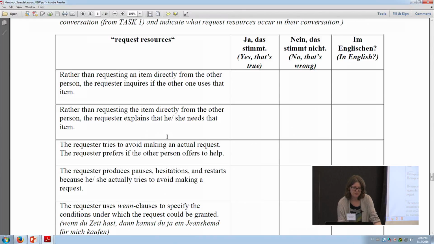For example, maybe you remember at the beginning I said that for German requests, Germans try to avoid making requests, yeah? For example, here the requester tries to avoid making an actual request, and the requester prefers if the other person offers to help, yeah? And then hopefully students have figured out by then, yeah, that's true, okay? Yeah, because it becomes very apparent in the dialogues they read or they saw.